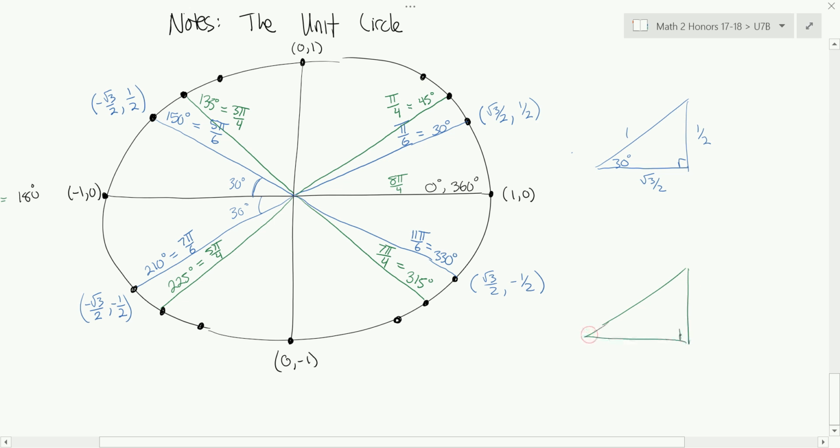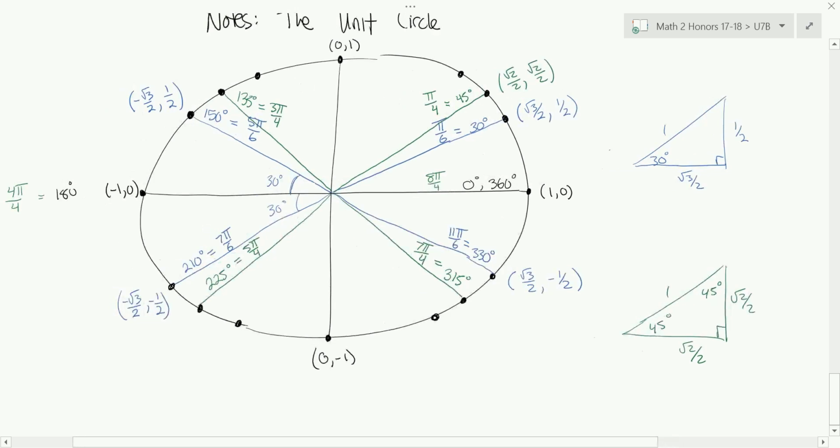Well, if the hypotenuse is 1, what are the side lengths? Both of them are root 2 over 2. And so what's that coordinate? Root 2 over 2, comma, root 2 over 2. And so we're just going to reflect that around the circle at those locations. But we need to respect the quadrants, what's positive, what's negative, right?